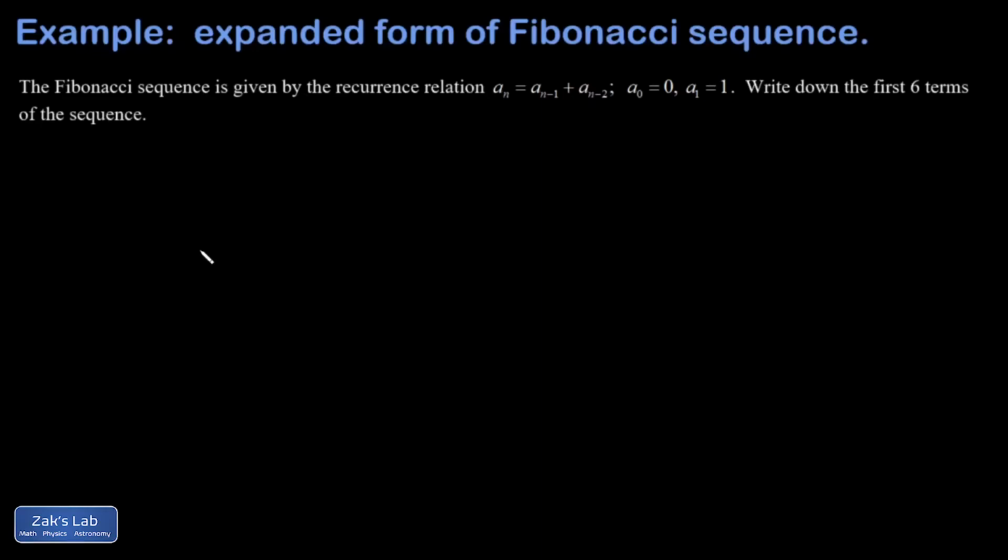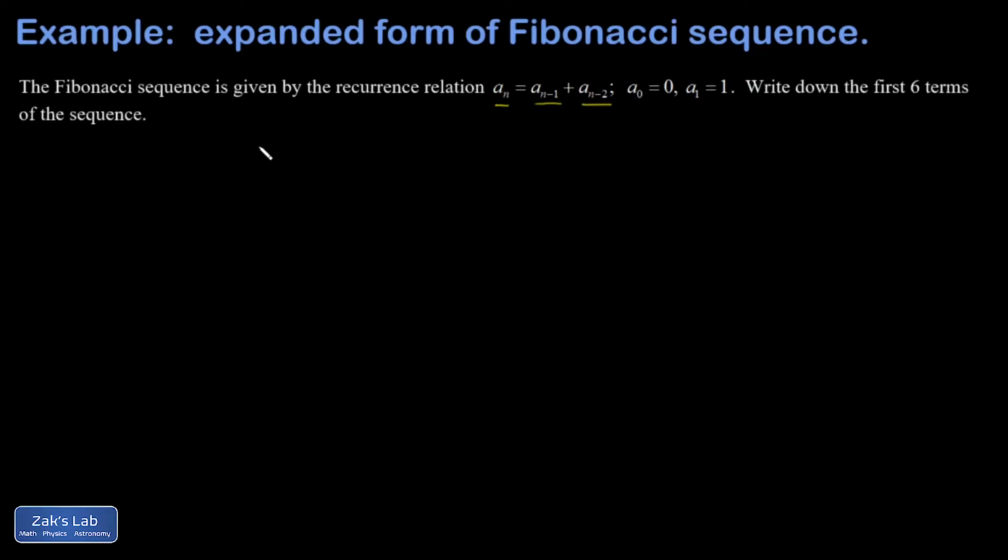In this problem, we're asked to write down the expanded form of the Fibonacci sequence based on the recursive form of it. So here's this little recursive formula. I have that the nth term should be given by the n minus first term plus the n minus second term. In other words, the next term always comes from the sum of the previous two.